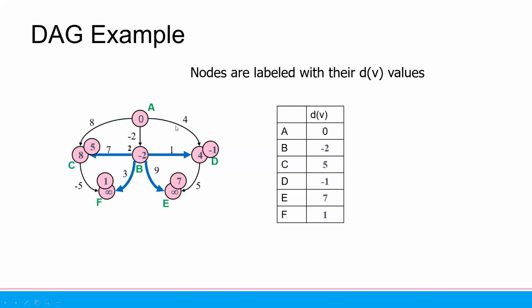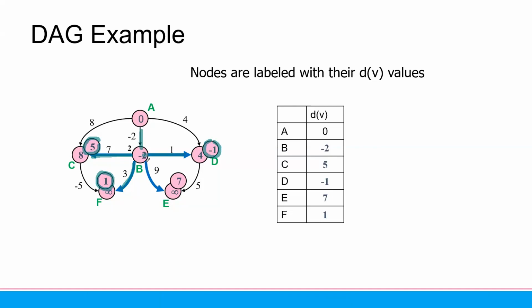B is going to C. So we have updated the -2 plus 7, and it becomes 5. And then -2 plus 3, it becomes 1. And then to D, it is -2 plus 1, it becomes -1. Okay.